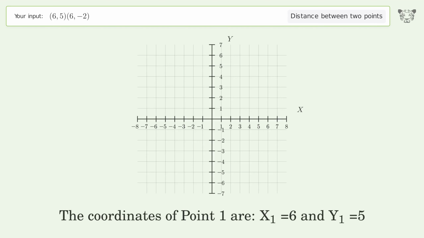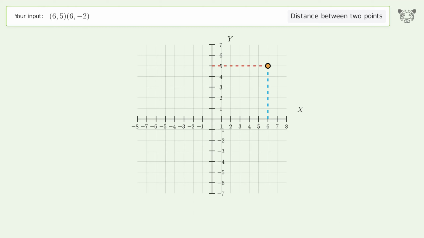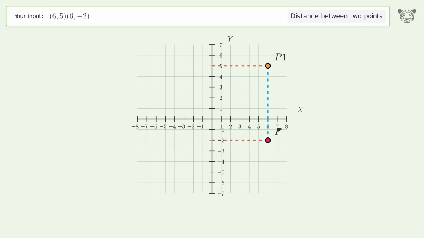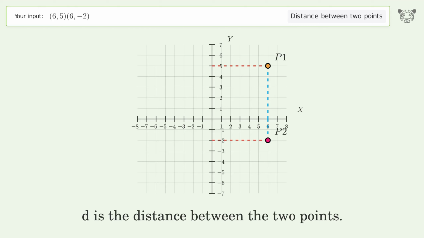The coordinates of point 1 are, x1 equals 6 and y1 equals 5. The coordinates of point 2 are, x2 equals 6 and y2 equals -2. D is the distance between the 2 points.